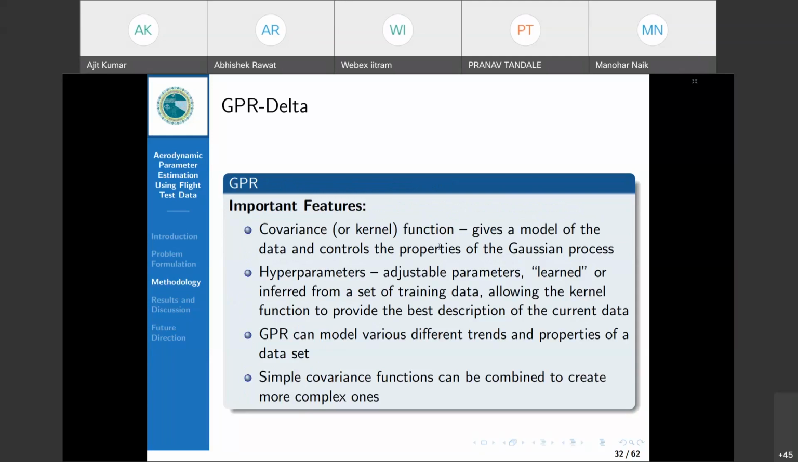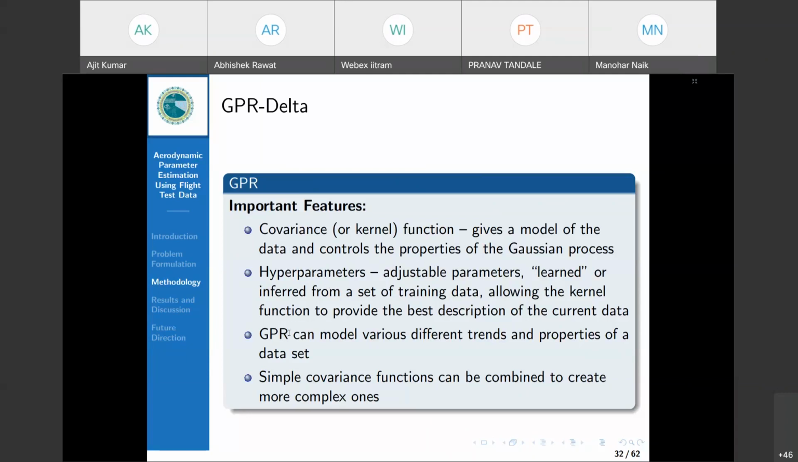Like ANN and ANFIS, we have two different features by which you are trying to approximate the nonlinearity or trying to capture the dynamics of the problem. They are the covariance or kernel function, which gives a model of data and controls the property of the Gaussian process, and another adjustable parameters known as hyperparameters. By adjusting these parameters, you are also trying to adjust the performance of the system. So under these two, covariance function and hyperparameters, you will be able to approximate the function.